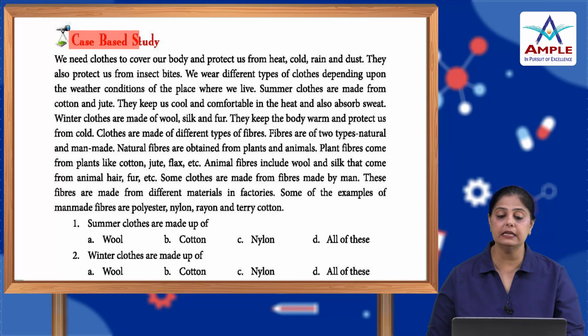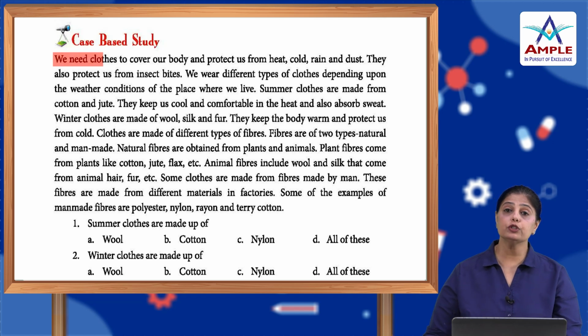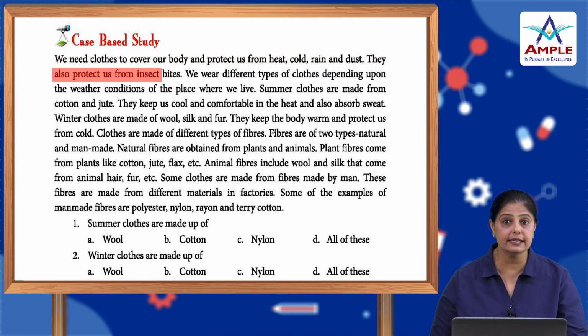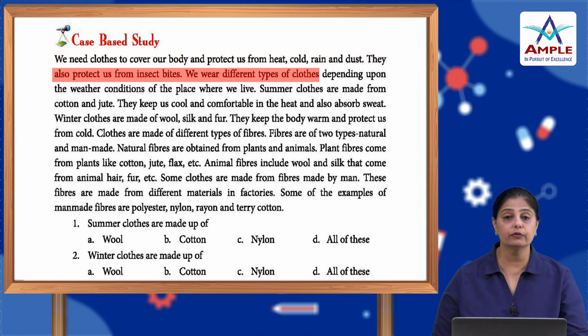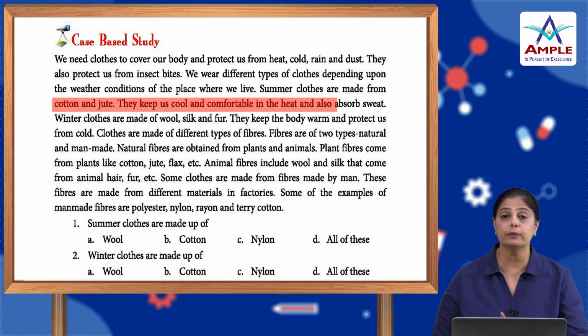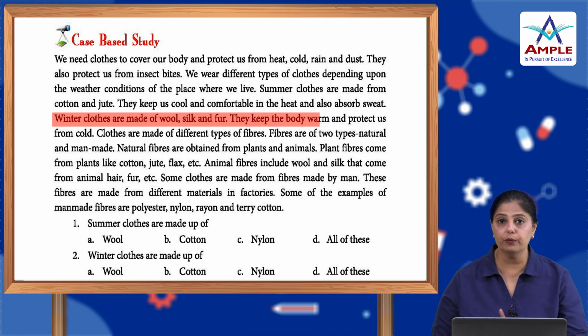Alright. Now, case-based study. We need clothes to cover our body and protect us from heat, cold, rain and dust. They also protect us from insect bites. We wear different types of clothes depending upon the weather condition of the place where we live. Summer clothes are made from cotton and jute. They keep us cool and comfortable in the heat and also absorb sweat. Winter clothes are made of wool, silk and fur. They keep the body warm and they protect us from cold.